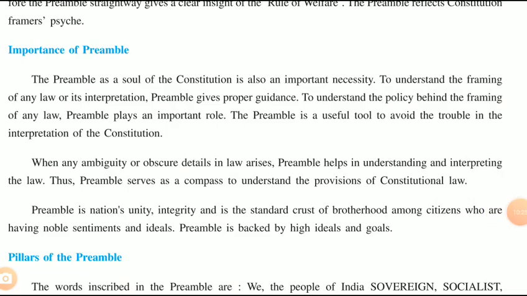Preamble is the soul of our constitution. It gives us a summary or an objective with which our constitution is formed. If there is any dilemma or any particular situation whereby the government is not getting any particular solution, then the preamble plays an important role to give them guidance, as it is one type of pillar for our Indian constitution.